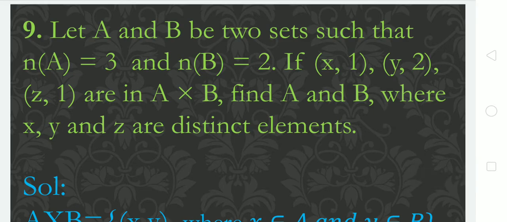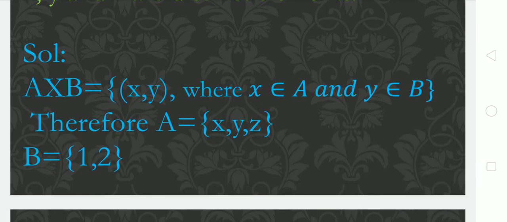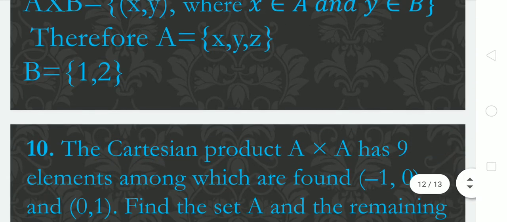Ninth, let A and B be two sets such that n(A) is 3 and n(B) is 2. If (x, 1), (y, 2), (z, 1) are in A cross B, find A and B where x, y and z are distinct elements. So all the first elements of the ordered pairs will go to A and the second elements of the ordered pairs will go to B. So what are the first elements of all the ordered pairs? x, y and z, and A is having 3 elements. So A is equal to {x, y, z}. Second elements will go to B, and how many elements does B have? It has 2 elements. So 1 and 2 are the 2 elements which belong to B. So we get A is equal to {x, y, z}, and B is {1, 2}. These are the two sets.